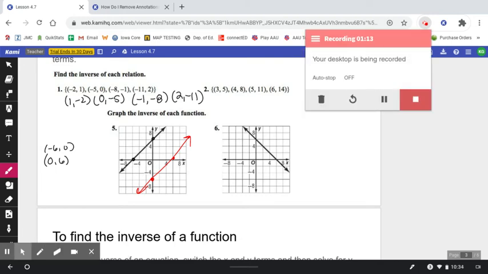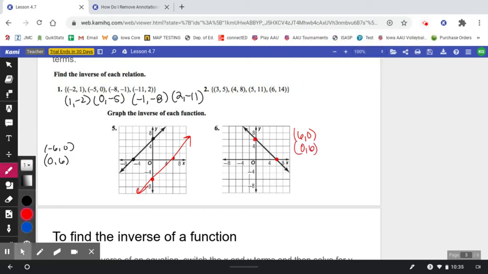Okay, and for number 6 here, I just need to pick a couple points. So I'm going to pick (6, 0) and (0, 6). And so when I switch them, I'm left with (0, 6) and (6, 0). So the inverse of this line is graphed on top of itself.